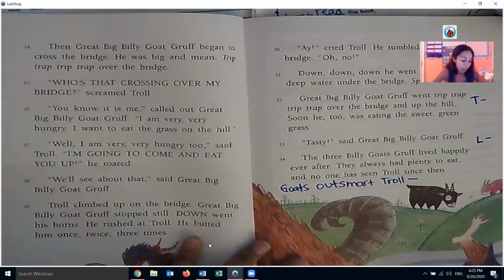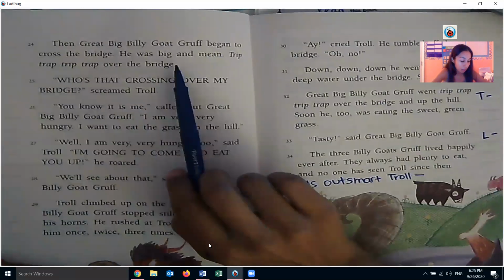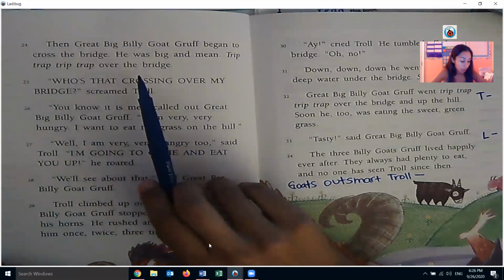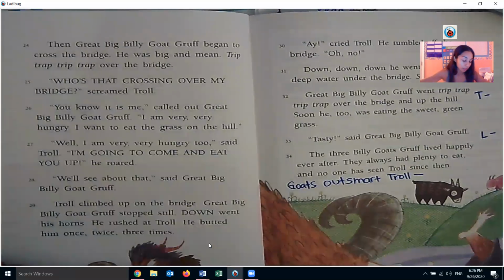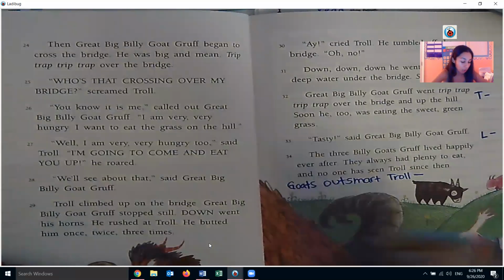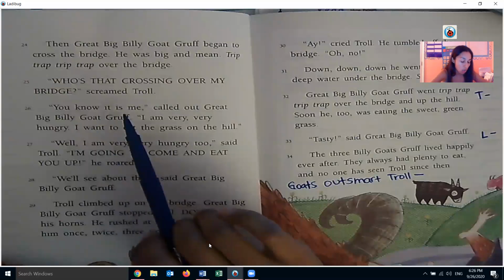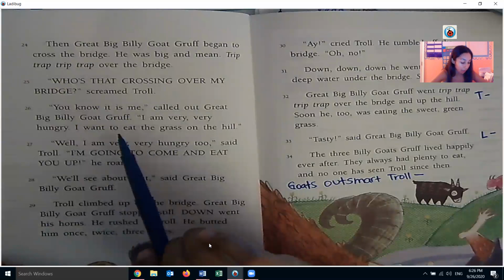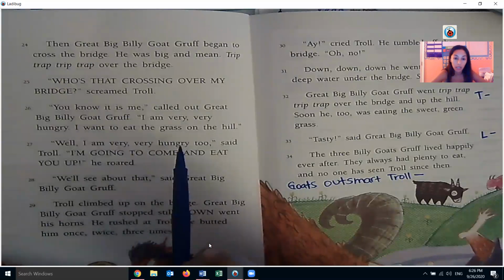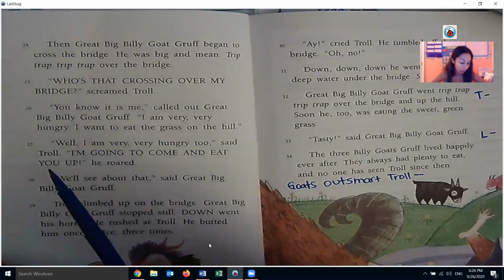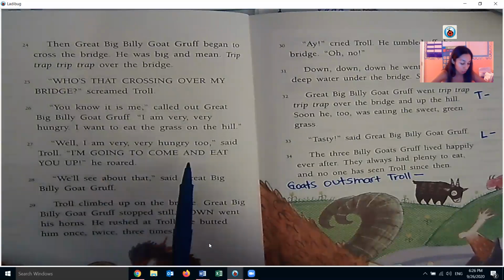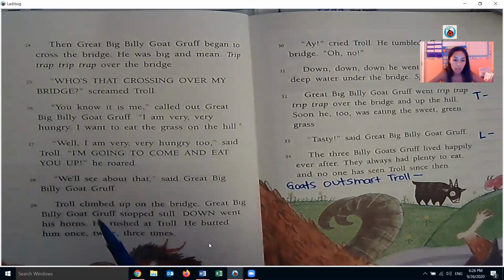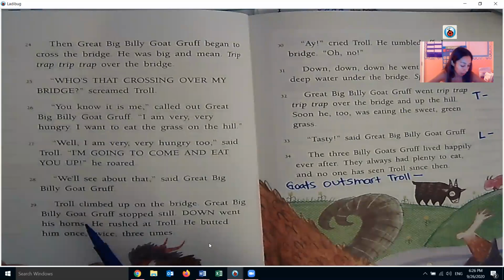Then great big Billy Goat Gruff began to cross the bridge. He was big and mean. Trip, trap over the bridge. Who's that crossing over my bridge? Screamed Troll. You know it is me, called out great big Billy Goat Gruff. I am very, very hungry. I want to eat the grass on the hill. Well, I am very, very hungry too, said Troll. I'm going to come and eat you up, he roared. We'll see about that, said great big Billy Goat Gruff.